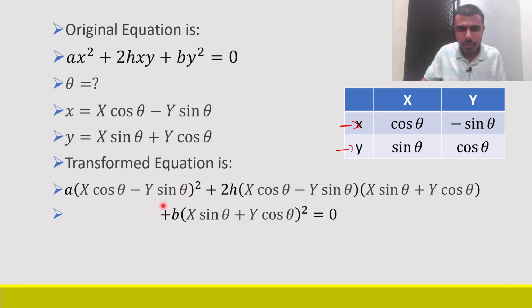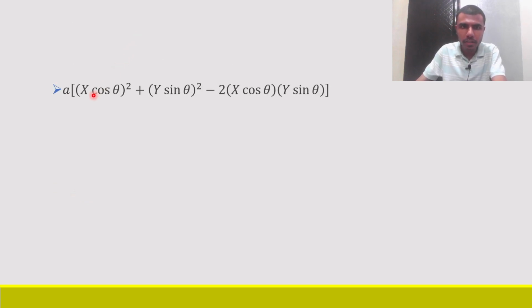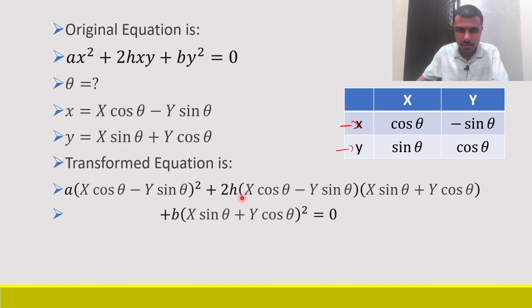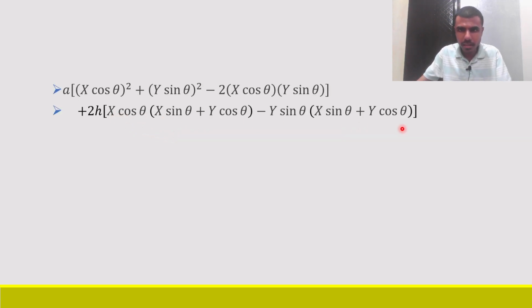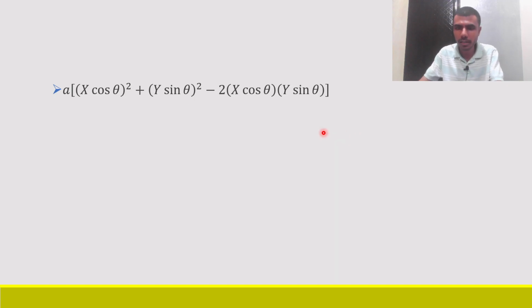దీని ఎక్స్పాన్షన్ ఏంటి? a minus b whole square అంటే a square plus b square minus 2ab. So this one is going to be a into X cos theta whole square plus Y sin theta whole square minus 2 into X cos theta into Y sin theta. Now next, what will I get? This 2h will remain as it is, X cos theta into second bracket minus Y sin theta into second bracket. 2h alane undi, a square bracket, X cos theta into second bracket minus Y sin theta into this bracket.